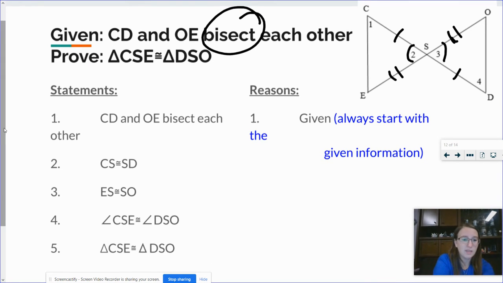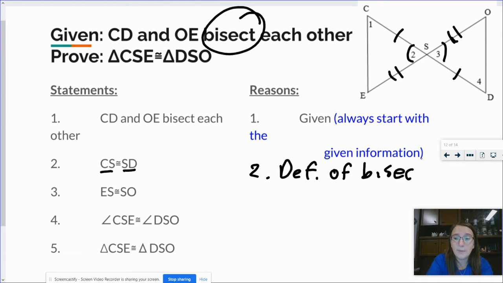Let's look at number 2. This statement says CS congruent to SD. So we marked that already. CS is here, congruent to SD is here. Why were we able to mark those congruent? What told us we could mark those congruent? The word bisect. So if you recall this on your cheat sheet, if in the given you have a vocab word, the definition of that vocab word is going to pop up, because that vocab word told us we could mark those congruent. Bisect means 2 equal sections.